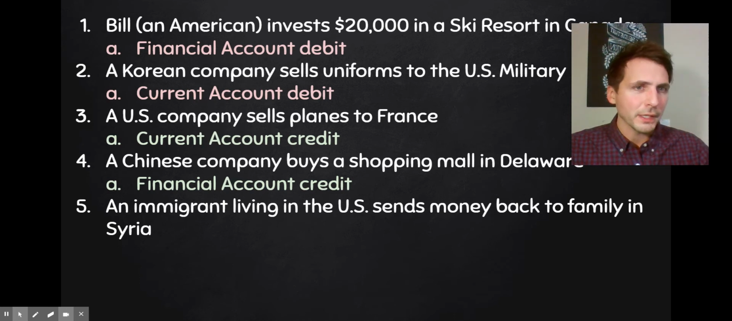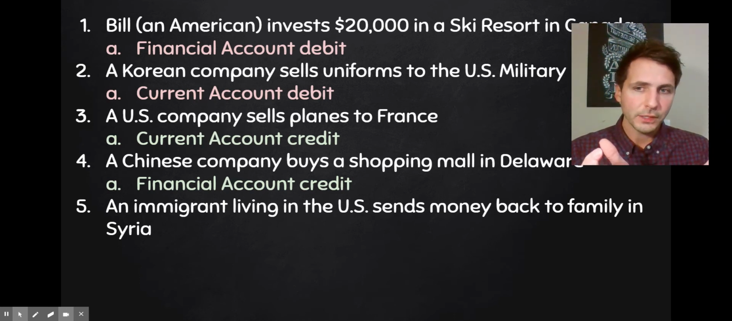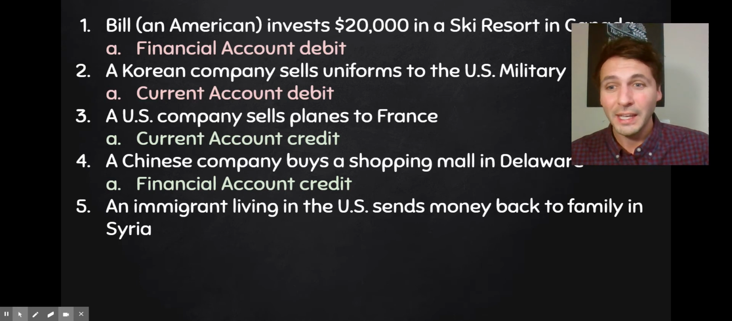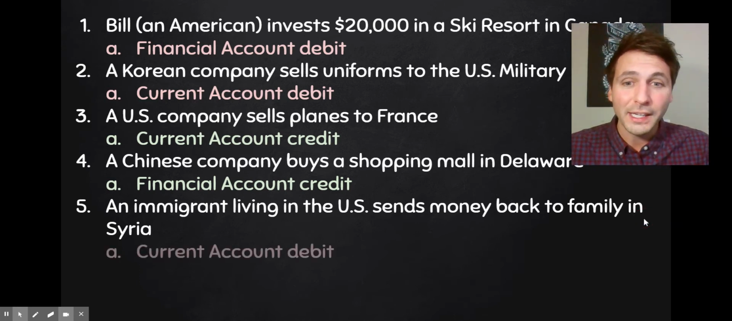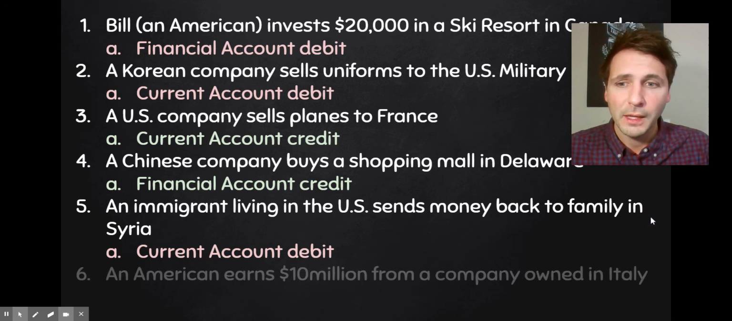What's the flow of the money? Is money flowing into the United States or out of it? And the answer, of course, is out. It's going to Syria, so it's flowing out. It's going to be negative. Negative is a debit. It's going to be a debit in the current account because there's a remittance or a transfer payment. Try another one.